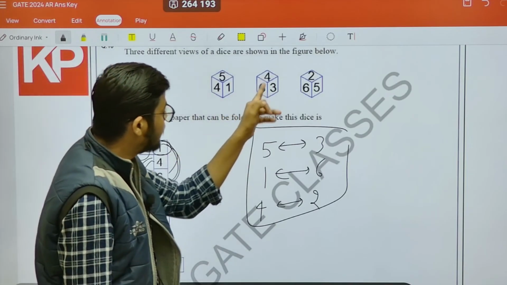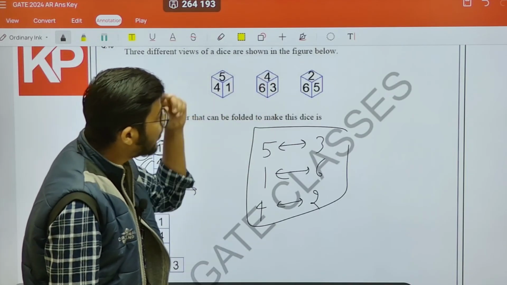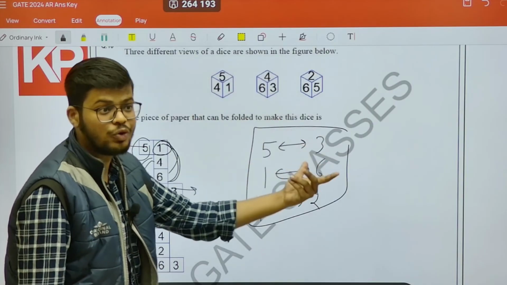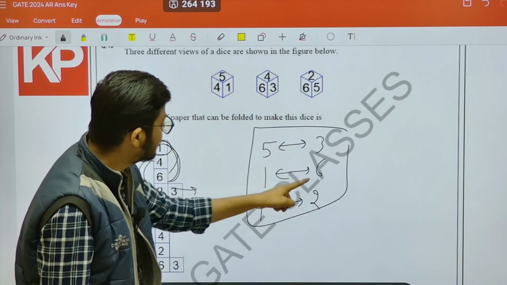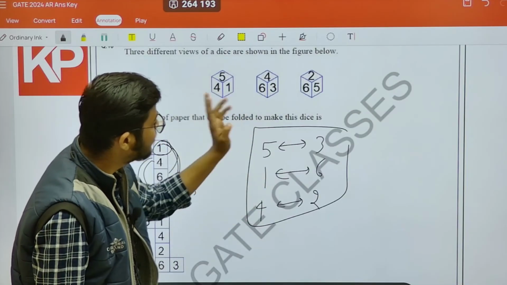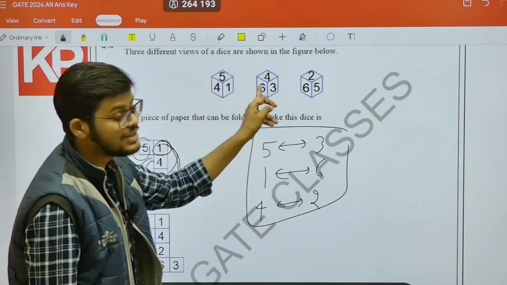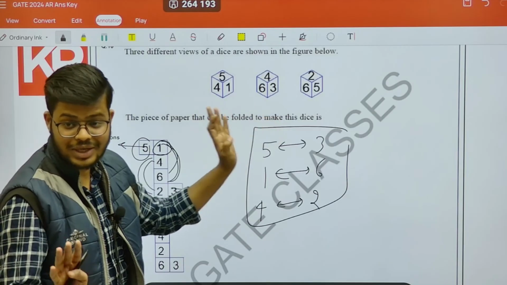Now in this option 2, it says 4, 6, 3. Now what are the values which are opposite to this? This should not be visible. Opposite to 4, 2 should be there, 2 is not here. Now opposite to 6, 1 should be there, 1 is not here. Opposite to 3, 5 should be there, 5 is also not visible. So that is the correct one.